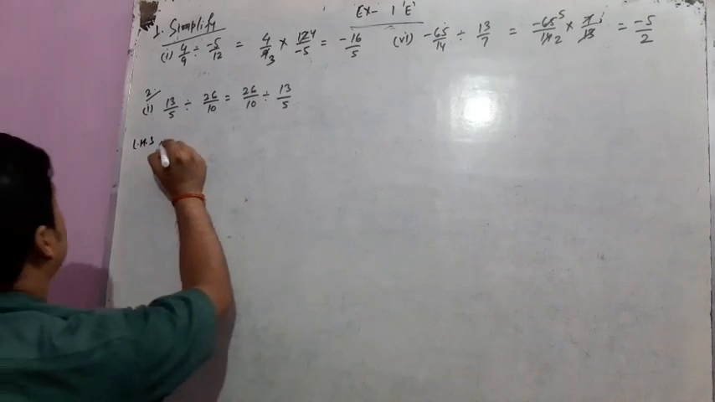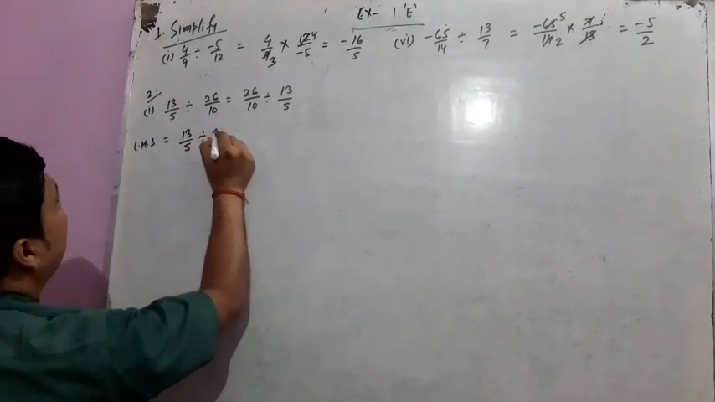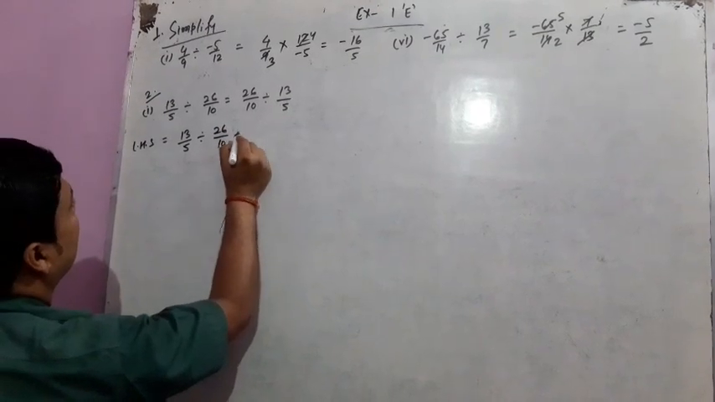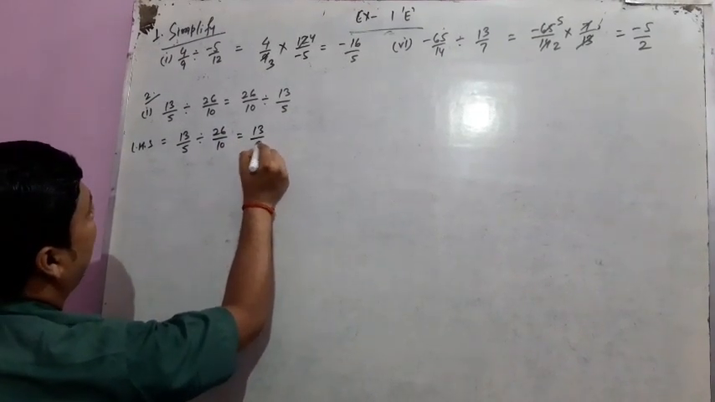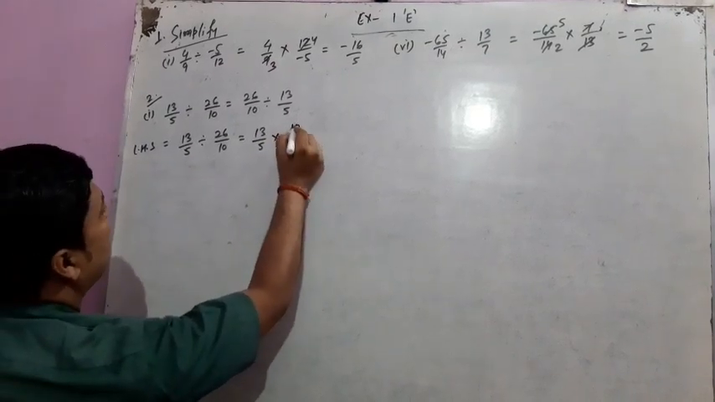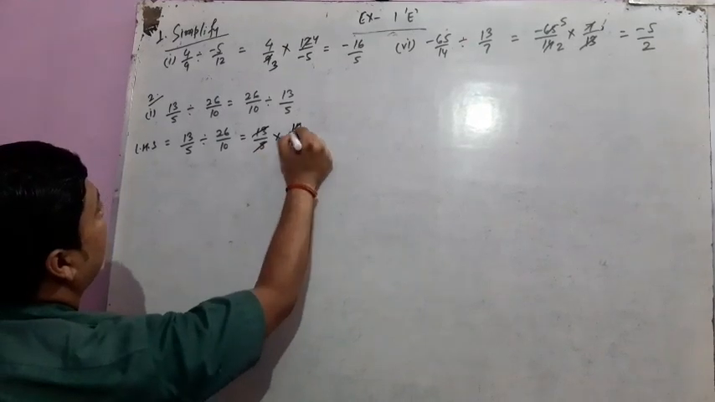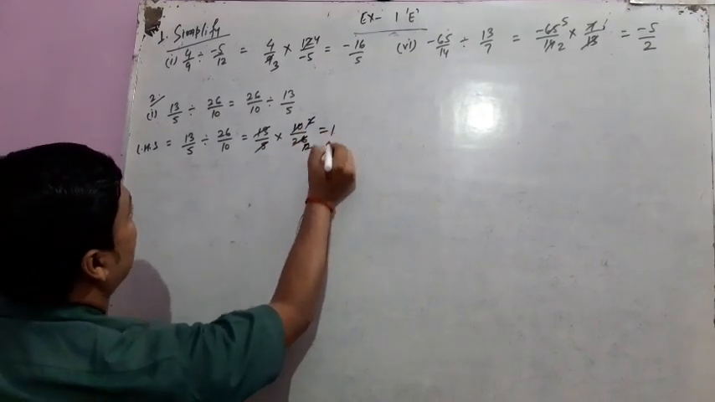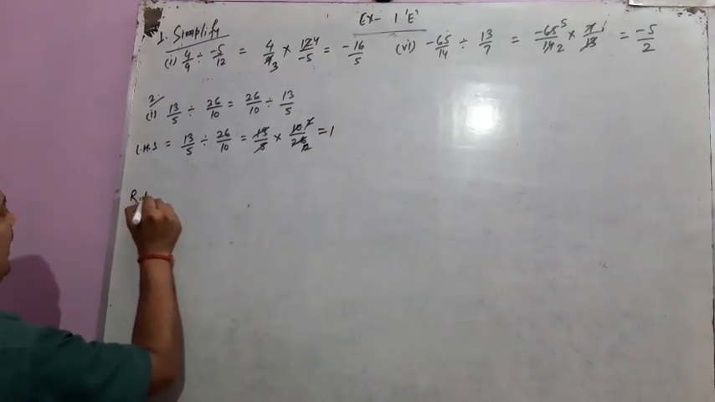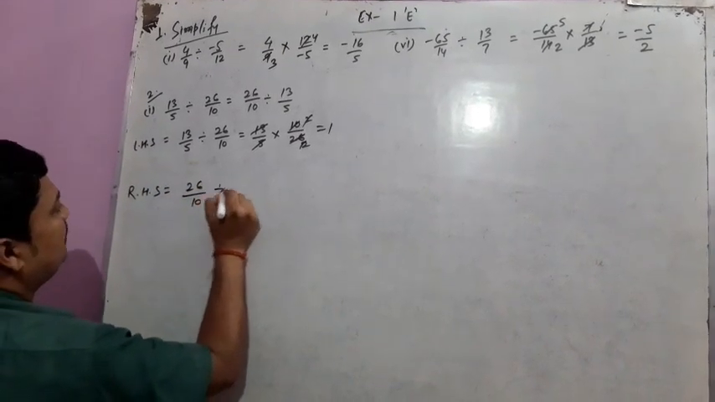First we have to solve LHS. 13 by 5 divided by 26 by 10. Therefore 13 by 5. Now we are converting the divide sign to multiply, so the next term becomes reciprocal, 10 by 26. 13 2s are 26, 5 2s are 10. 2 cancels, 1. Now we have to solve the RHS here also. 26 by 10 divided by 13 by 5.